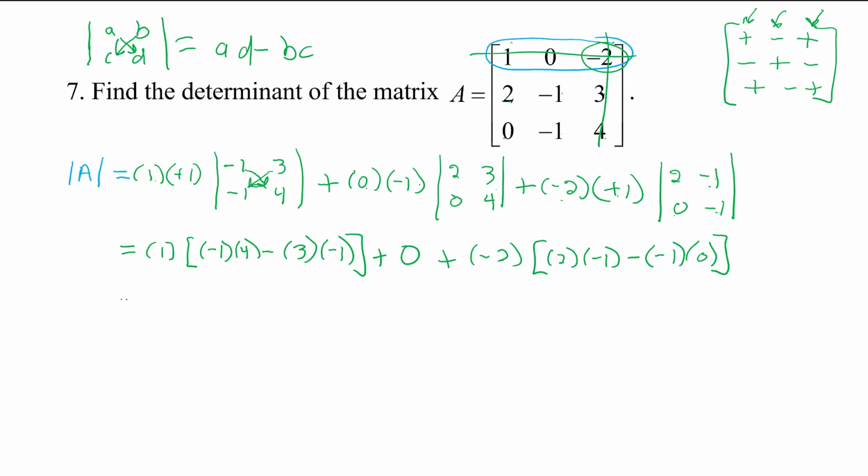And let's just clean this up. So 1 times we have -4 plus 3 would be -1, plus 0, minus 2 times this determinant would be -2, -2. Okay, so what do we get? -1 plus 4 would give us the determinant of that matrix A here is equal to 3. All right, so we got it.